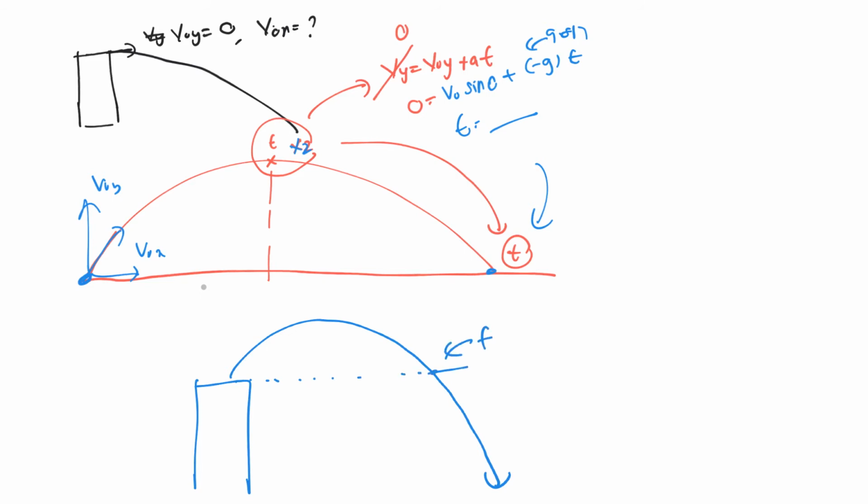Okay, but for this one you need to find time, maybe you can actually use y minus y naught equals V naught y t plus half a t squared, to find time only for this part. But for this one, there's a tricky part here. Your V naught y here is going to be negative. Why? Because at this particular point, your velocity is basically moving downward. That's why you are going to get negative.